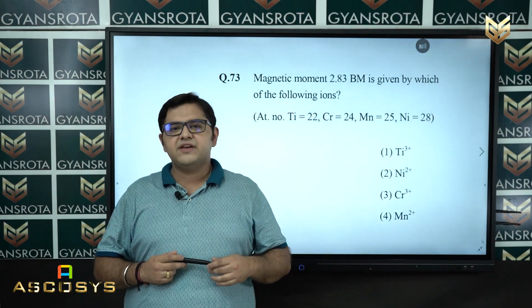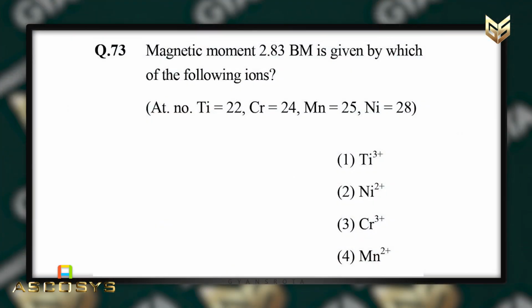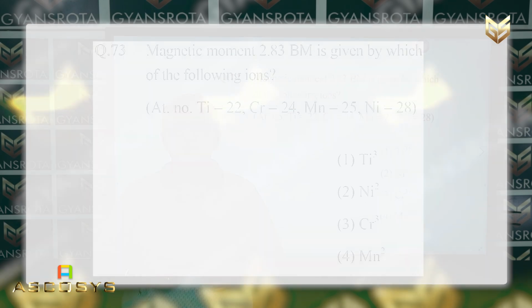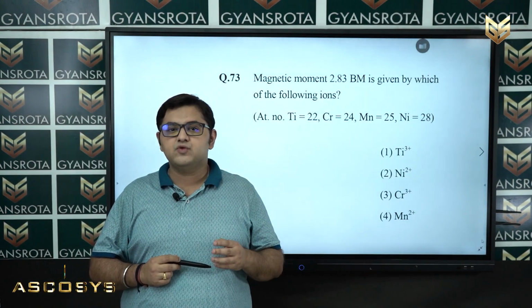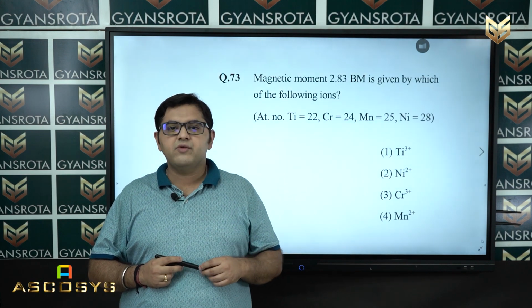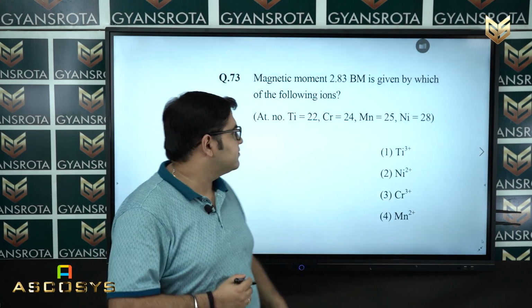So, question number 73 is on your screen. Magnetic moment 2.83 BM, that is Bohr magneton, is given by which of the following ions? This question comes from the coordination compounds chapter of your class 12 NCERT. So now we are moving to the solution part.